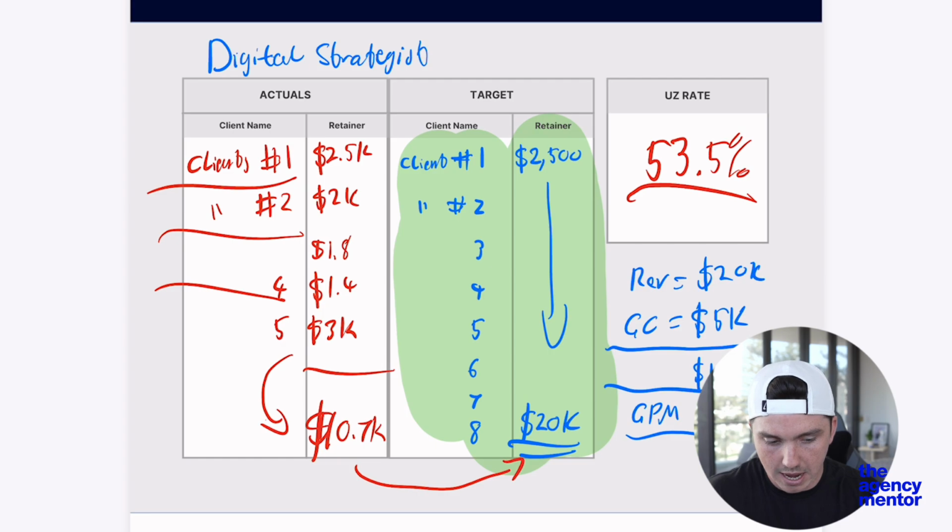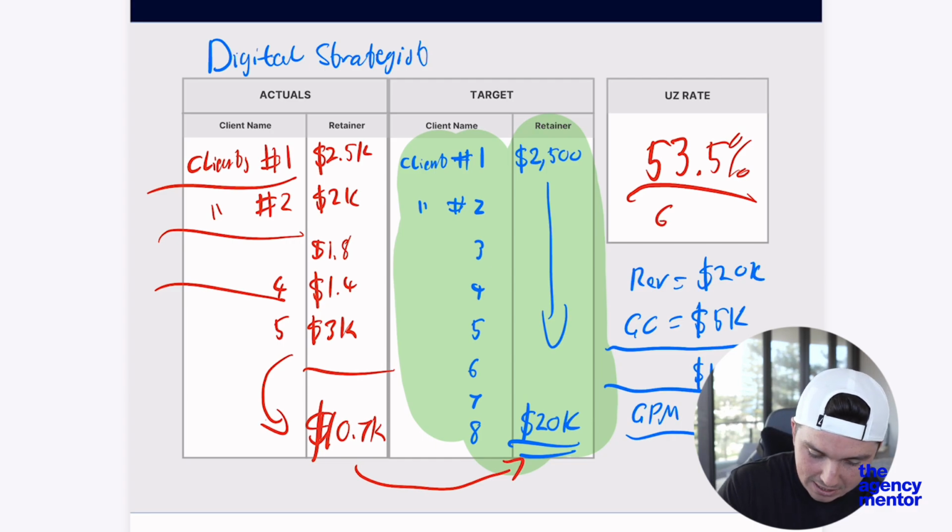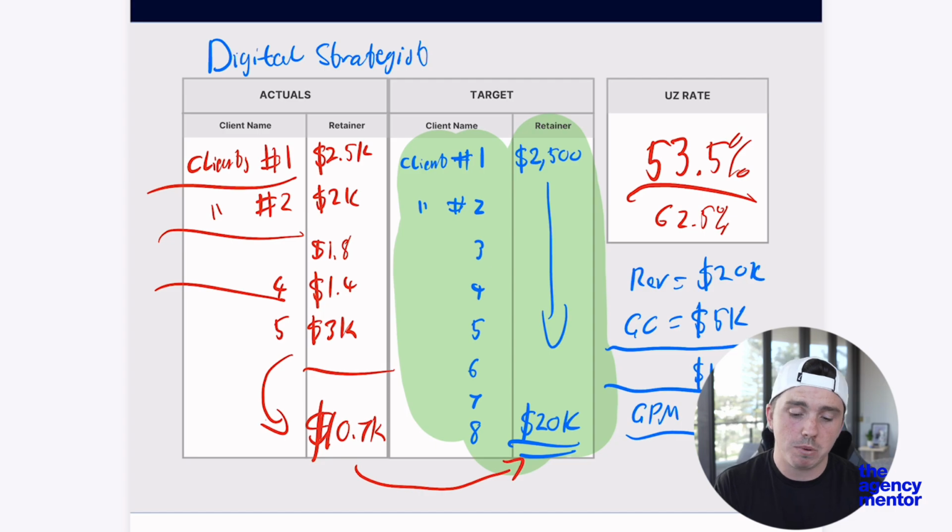If you did 5 divided by 8, I don't know, I keep doing that. 5 divided by 8, that's a 62.5% utilization rate on client management, and a 53.5% utilization rate on portfolio revenue management. That is literally half of what they should be hitting.